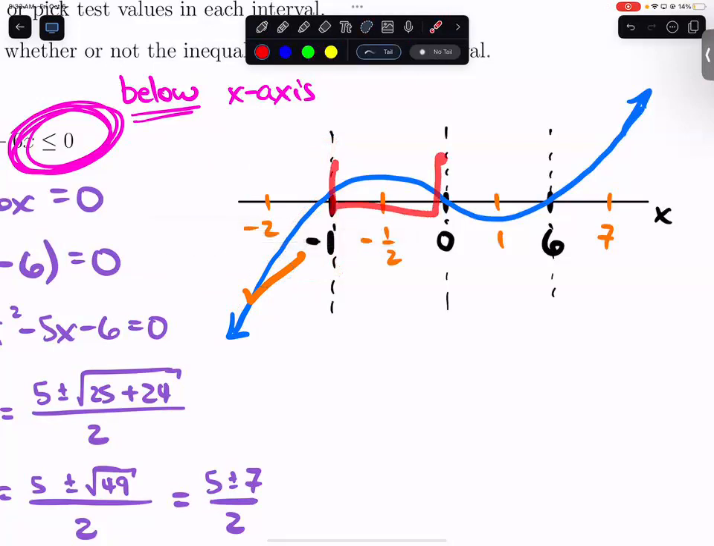Okay, what about here? If I plug something in from that interval, we're going to get back something positive because it's sitting above. Well, the question was, where is it less than 0? Where is it underneath the axis? Not here.